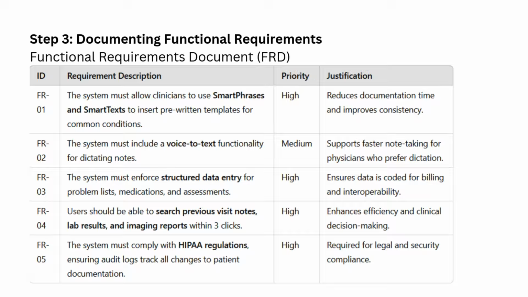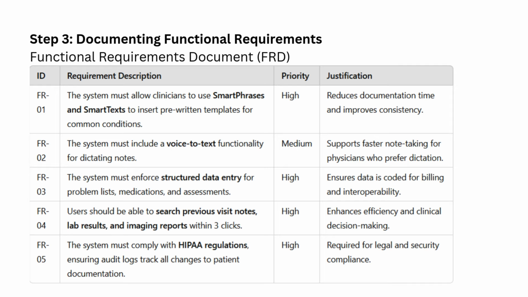So it's not just what they want, but why they want it. Exactly. So for FR01, the description might be, clinicians need access to smart phrases and smart texts within Epic Ambulatory for common conditions, medications, and procedures. So spelling it out very clearly. Exactly. And then we assign a priority level so you know how critical this feature is. So in this case, I imagine it'd be pretty high priority? It would probably be high because it directly impacts clinician efficiency and patient care.